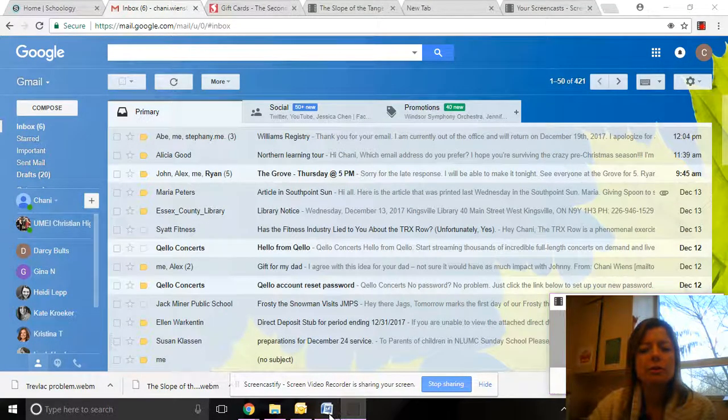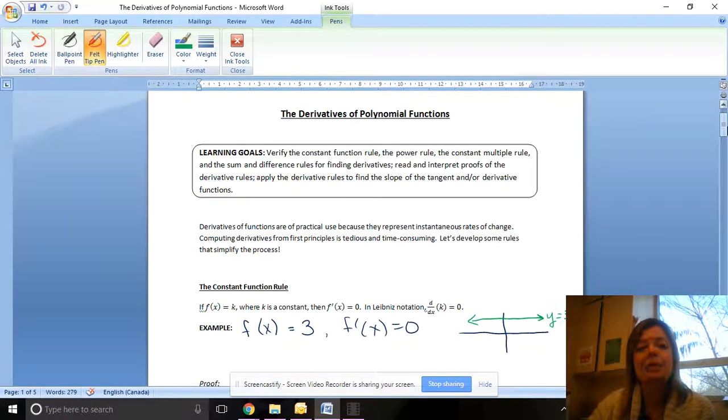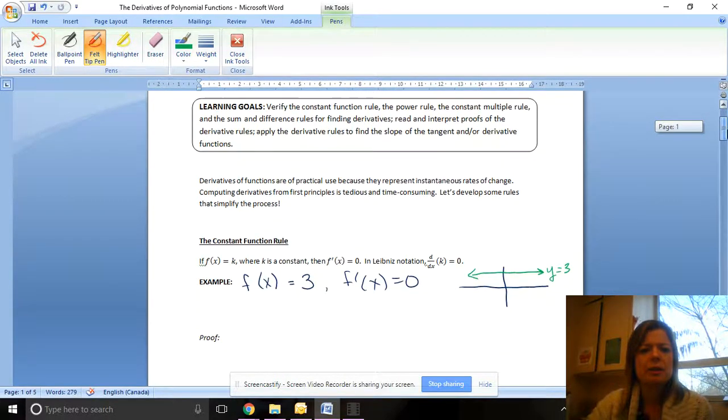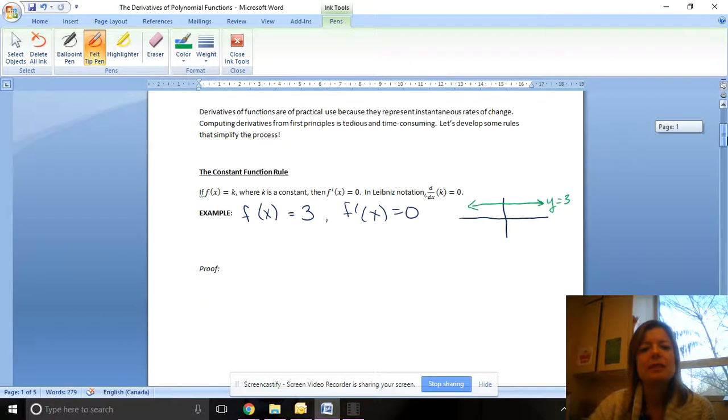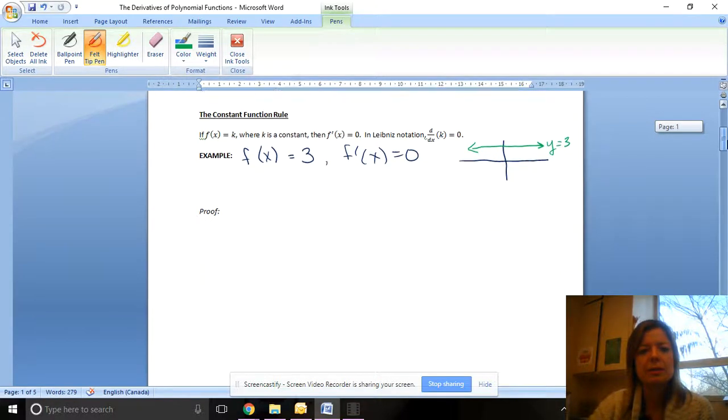Now we're going to go through to our notes and actually do a bunch of proofs to develop some rules. It's really good for you guys to understand how proofs work, and then we're going to use the actual derivative rules to calculate some derivatives. Derivatives of functions are of practical use because they represent instantaneous rates of change. Computing derivatives from first principles is tedious and time consuming, as you found yesterday in class. So let's develop some rules that simplify the process.